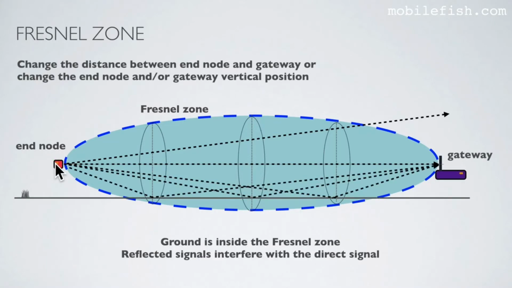But if you change the distance between end node and a gateway, for example increasing the distance, the radius will increase in size. The ground will be inside the Fresnel zone, which means the signal can be reflected, which interferes with the direct signal. The same can happen if you change the end node and/or gateway vertical position.